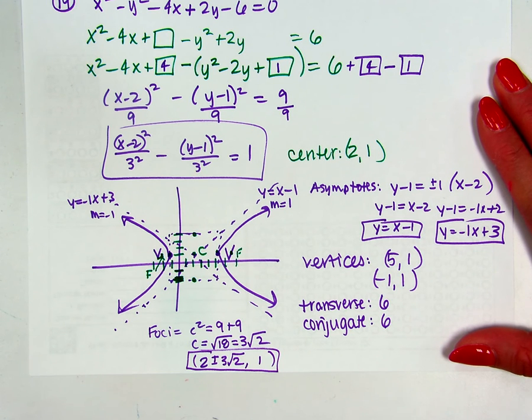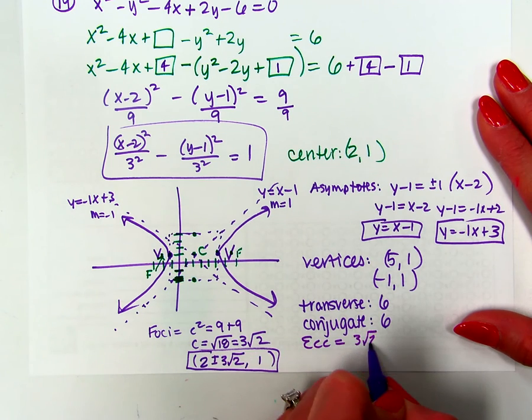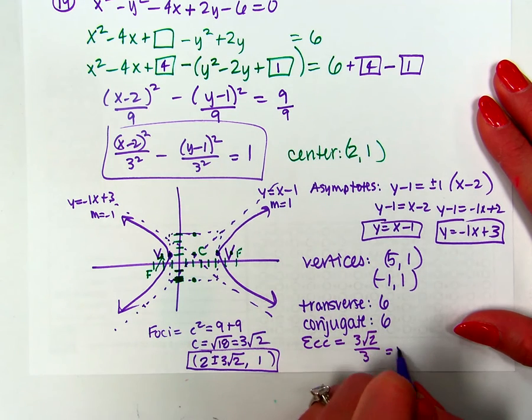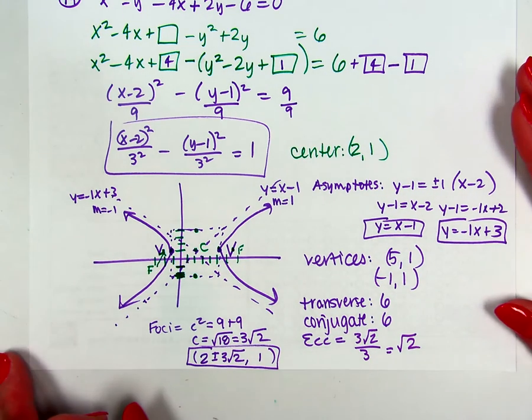All right, and then, the eccentricity, I forgot about that. So c over a, which is 3 root 2 over 3, and that reduces to square root of 2. So now I believe that we've found everything we need to.